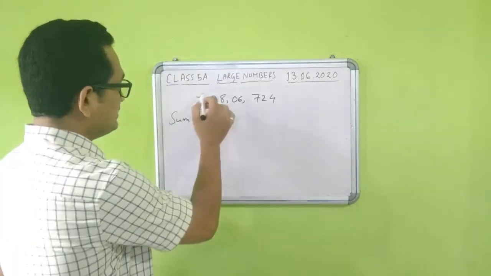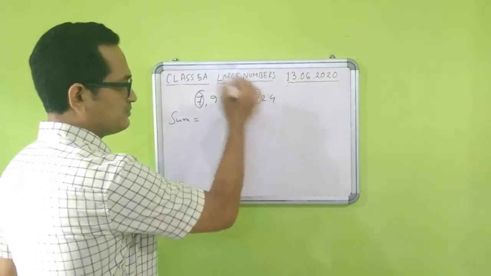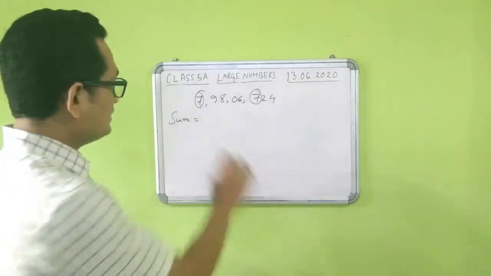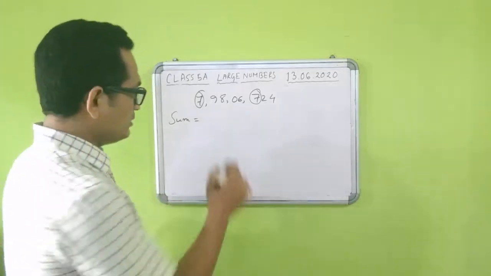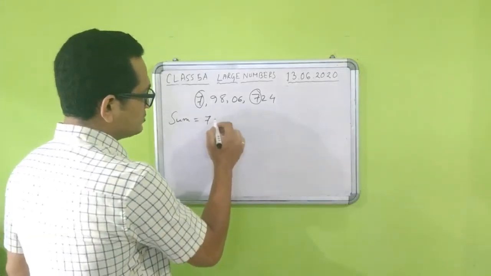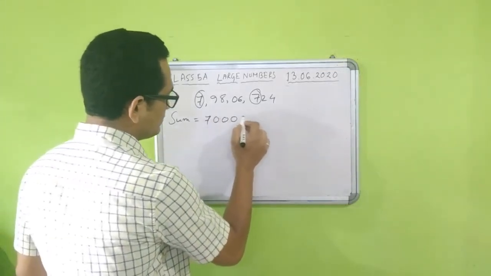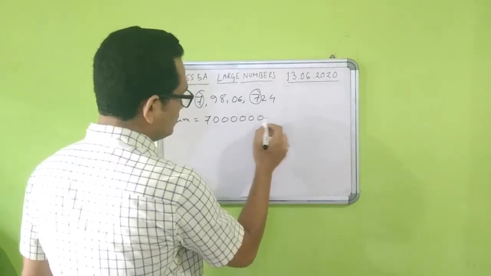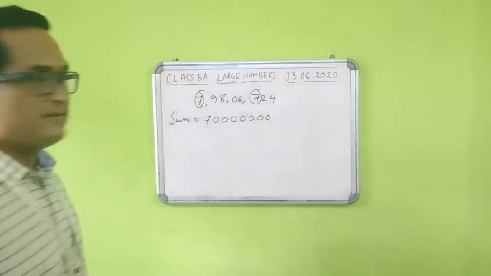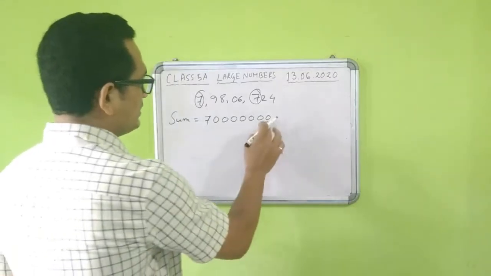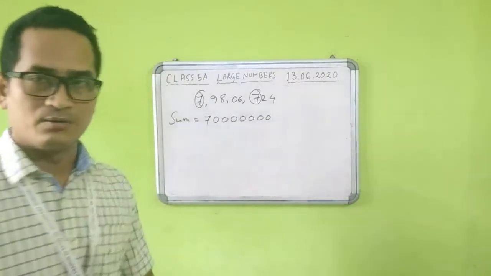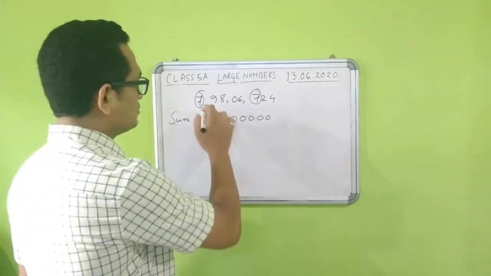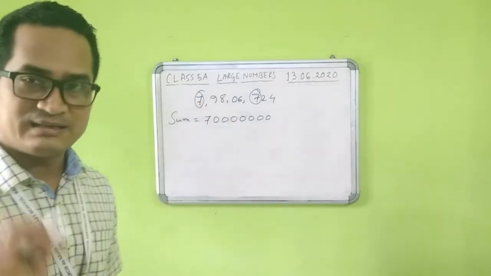Now students, this 7 has a different place value, this 7 has a different place value. This 7 is in which place? It is in the crores place. So the place value of 7 will be 7 crore. So 1 tens 100, 1000, 10,000, 1 lakh, 10 lakh, then 1 crore. So that means this is 7 crore. So place value of the first 7 is 7 crore.